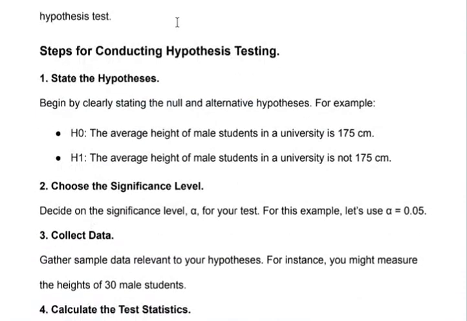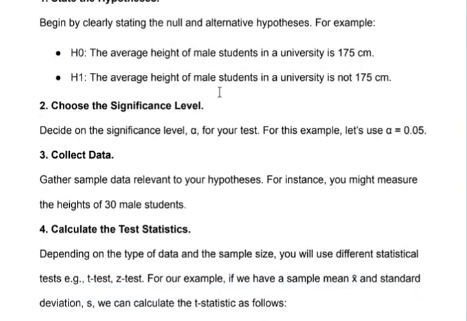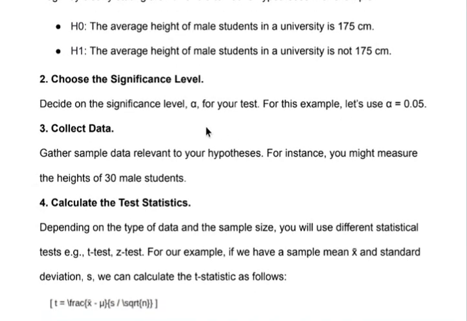Steps for conducting hypothesis testing. 1. State the hypotheses. Begin by clearly stating the null and alternative hypotheses. For example, H0: The average height of male students in a university is 175 centimeters. H1: The average height of male students in a university is not 175 centimeters.